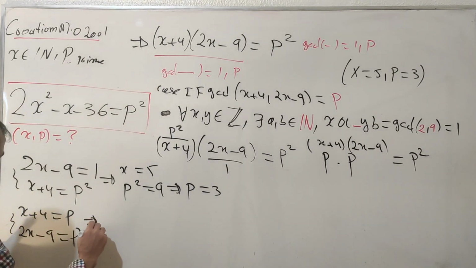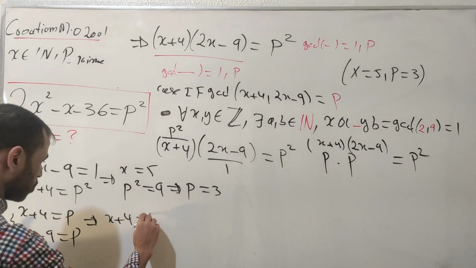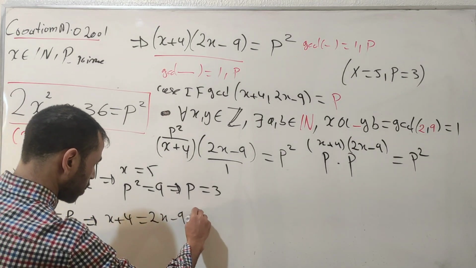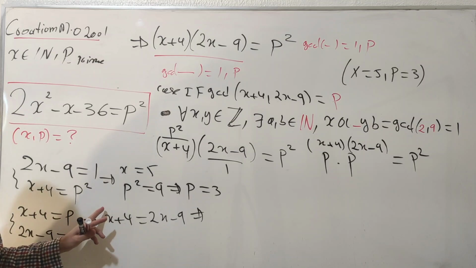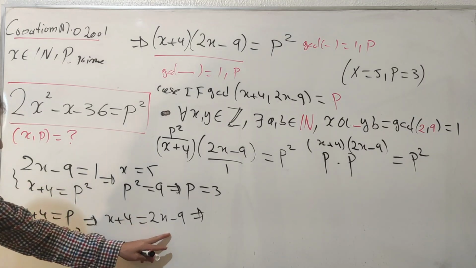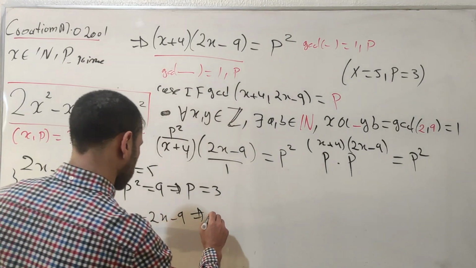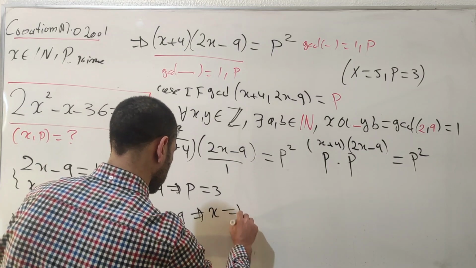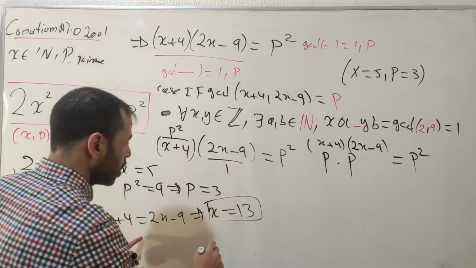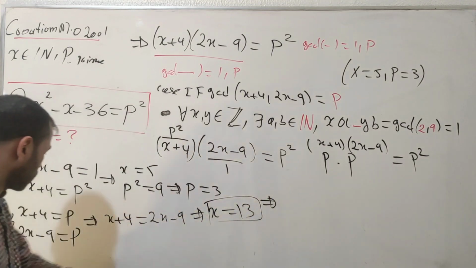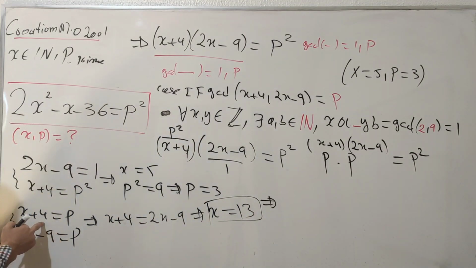Okay, so I get here x plus 4 equals 2x minus 9. Thus I'm going to move the x variables to one side and the constants to the other side. I will end up with x equals 13. Okay, x equals 13. I'm simply going to take this value of x and insert it back into either equation.